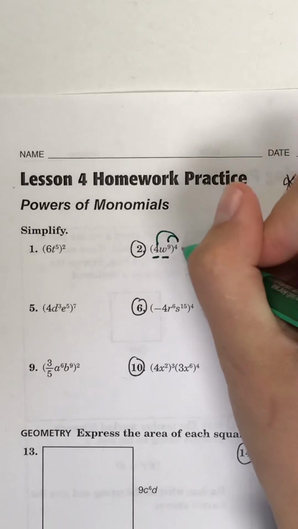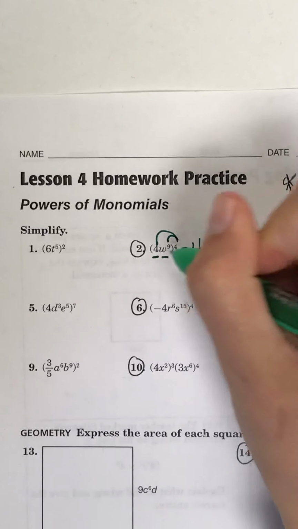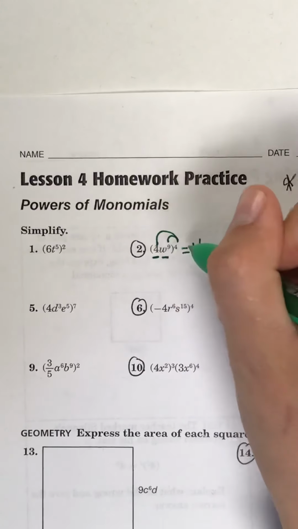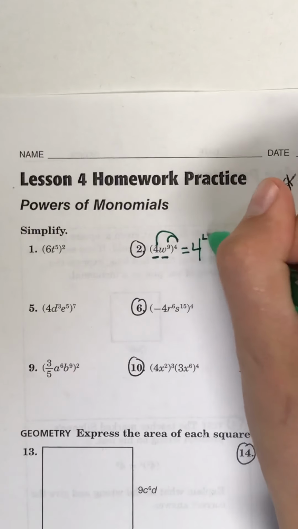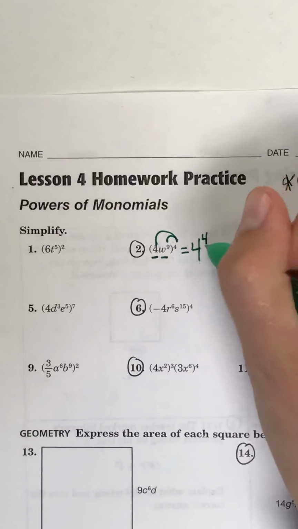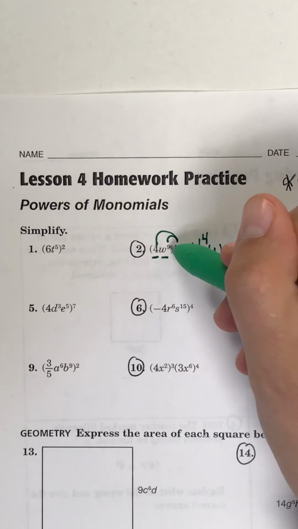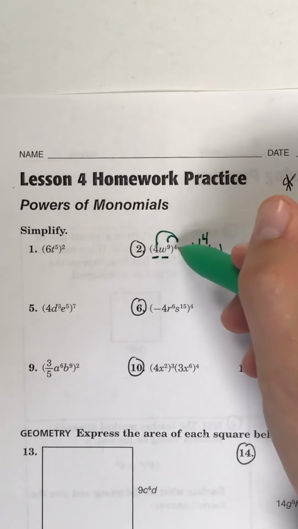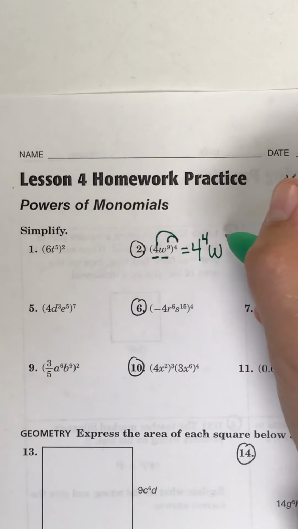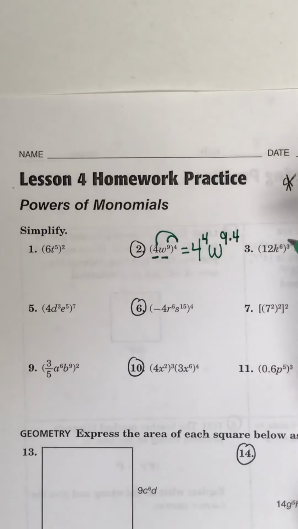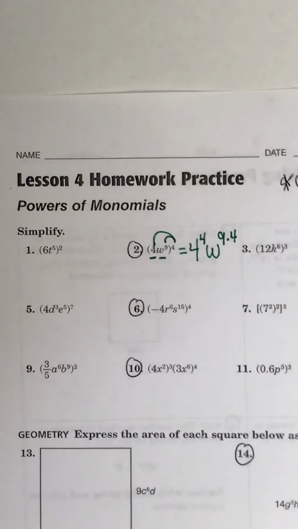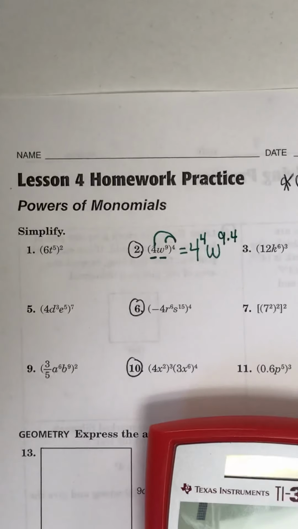Now, in my work, my first base, which is 4, gets raised to the outside power, which is also 4. And my base W already has an exponent of 9, and my rule says that exponents get multiplied together, so that becomes a 9 times 4. Now this is my work, and you want to go ahead and simplify.